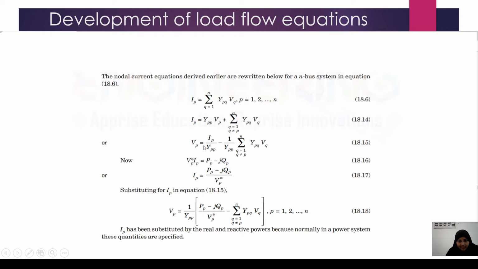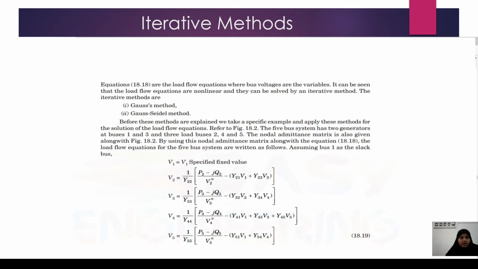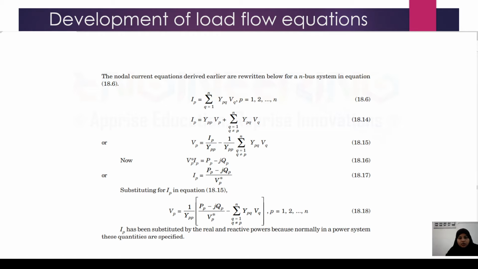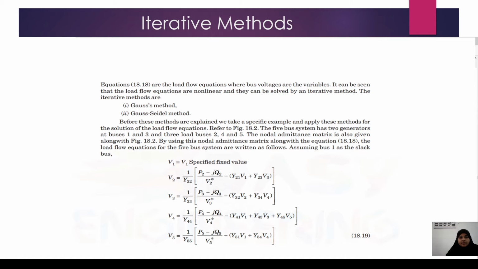So substituting this Ip value in this equation, what we will get: Vp is equal to 1 by Ypp, in place of Ip, Pp minus jQp by Vp conjugate, minus summation q is equal to 1 to n Ypq Vq, p is equal to 1 to 3 and so on up to n. So Ip has been substituted by real and reactive powers, because normally in a power system these quantities will be specified. So we are writing this Ip in the form of P and Q. This equation, Vp is equal to 1 by Ypp, Pp minus jQp by Vp conjugate minus the summation, will be the load flow equation where bus voltages are variables.